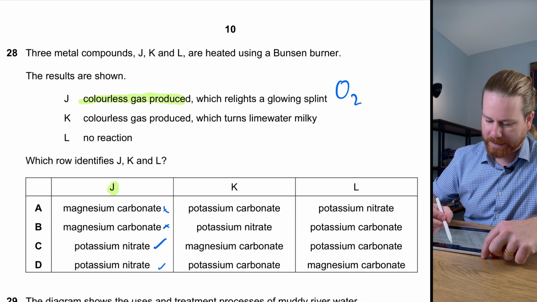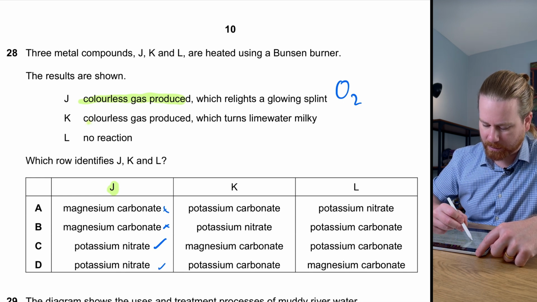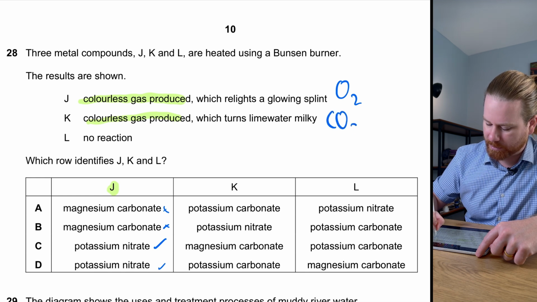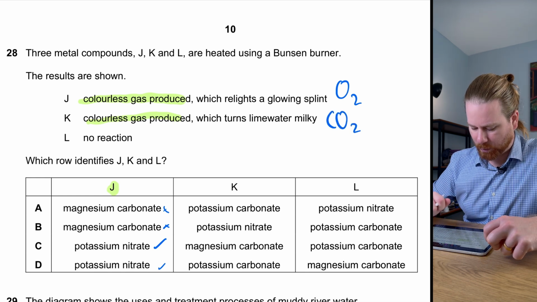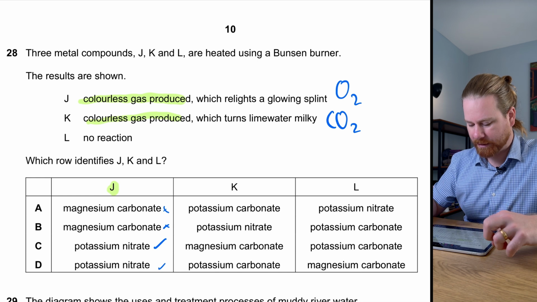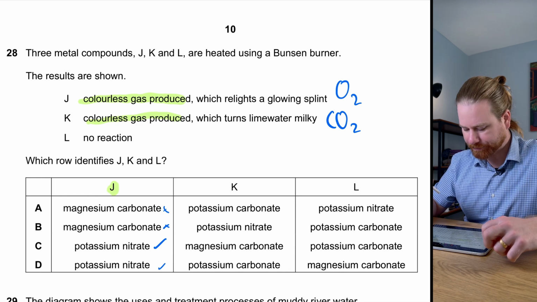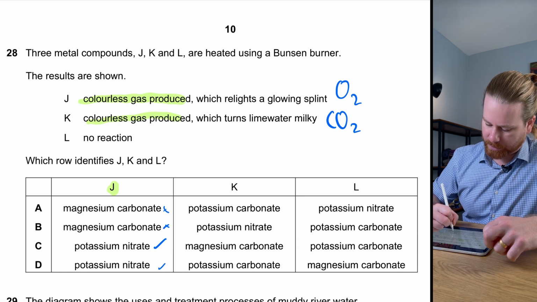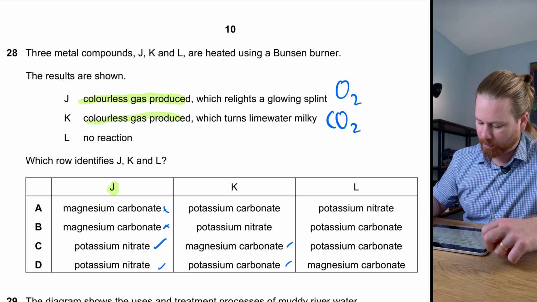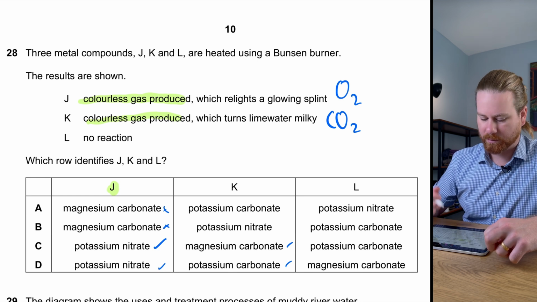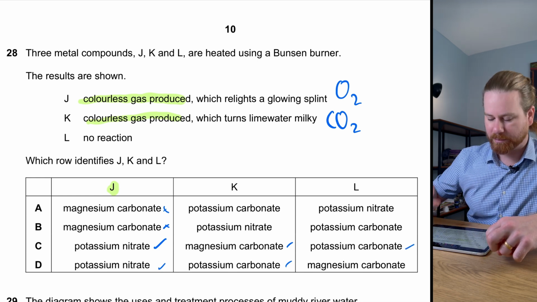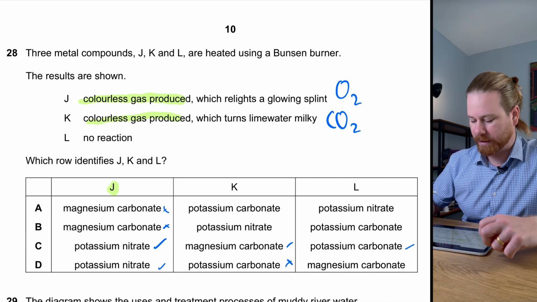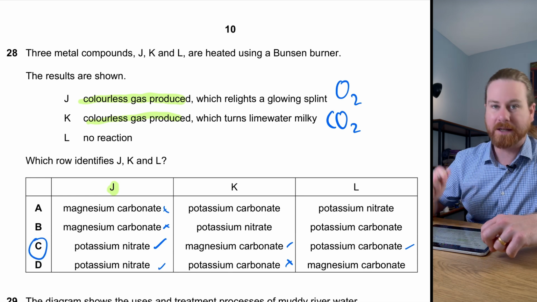Now on to K. So this time we're getting another colourless gas, which is turning lime water milky. Well, that has to be carbon dioxide. And what can give us carbon dioxide? Well, that has to be a carbonate. Which is either this or this. But as we'll see from our next one, L gives us no reaction. And that is potassium carbonate. That's because it's very stable and does not react when you heat it up. So there we go. Our answer has to be C.